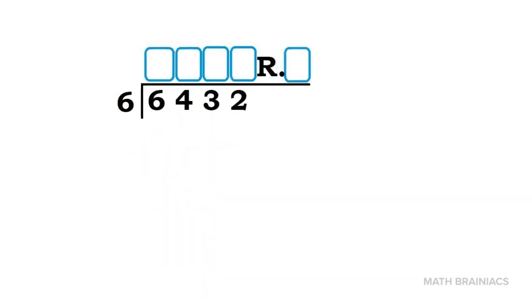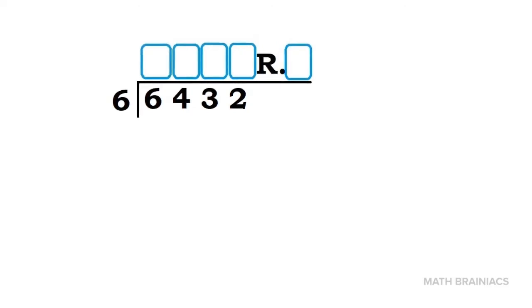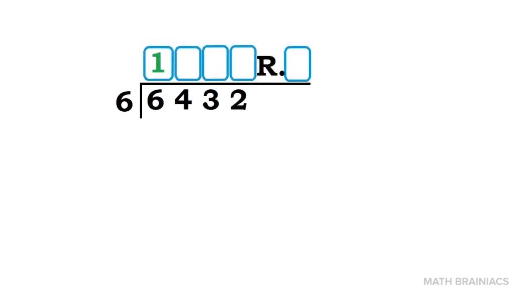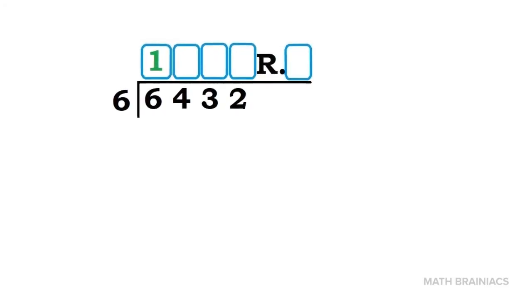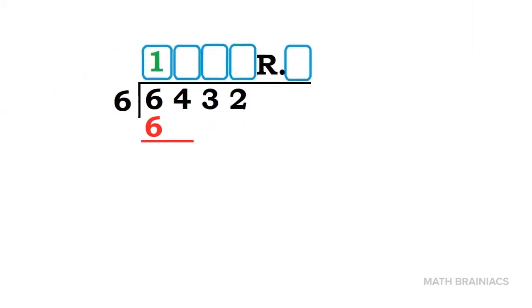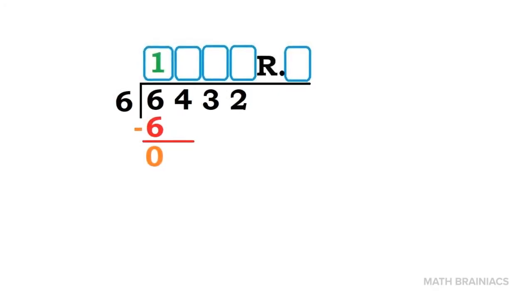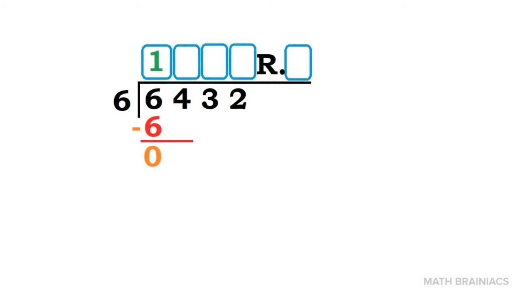Let us work on another example so that you can hit it off. 6,432 divided by 6. We can place again the first digit of our quotient on top of the first digit of the dividend since the first digit of the dividend is the same as the number in the divisor. Accordingly, 6 divided by 6 will give us 1. Then, we can multiply the quotient 1 with the divisor 6. 1 times 6 will give us 6. Afterwards, we can subtract 6 from 6, which will give us 0.